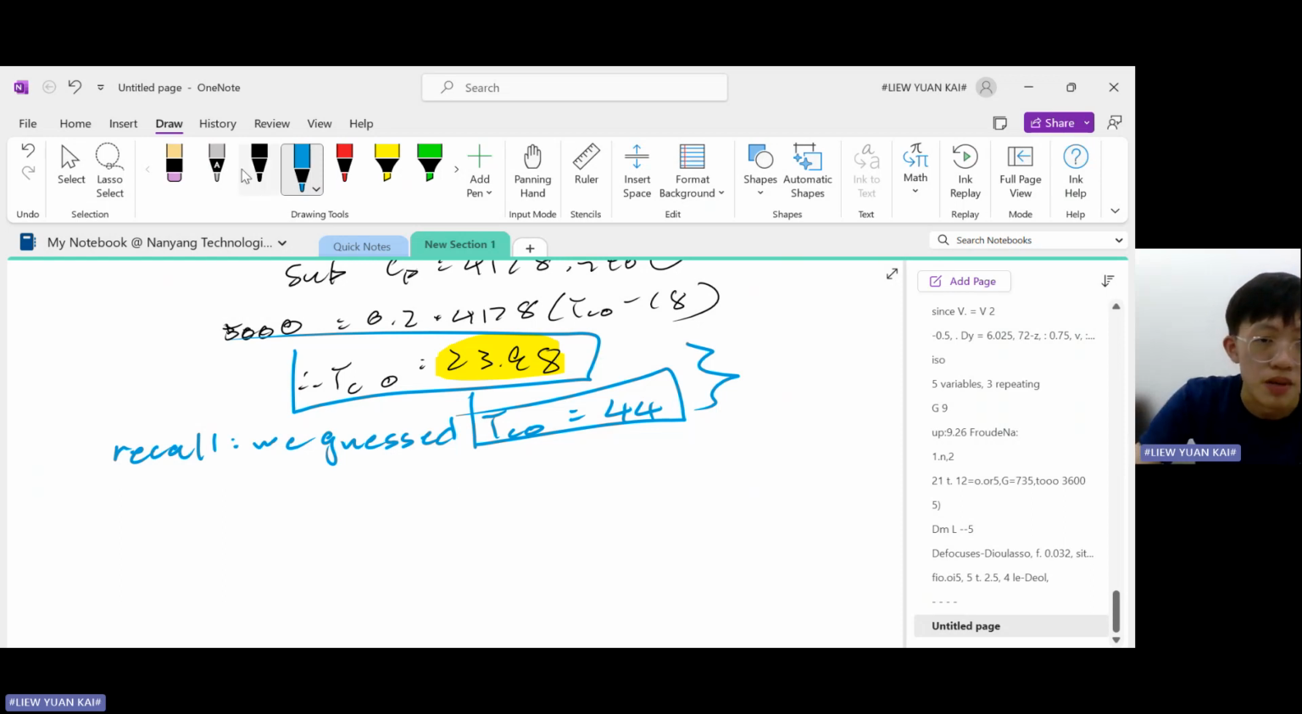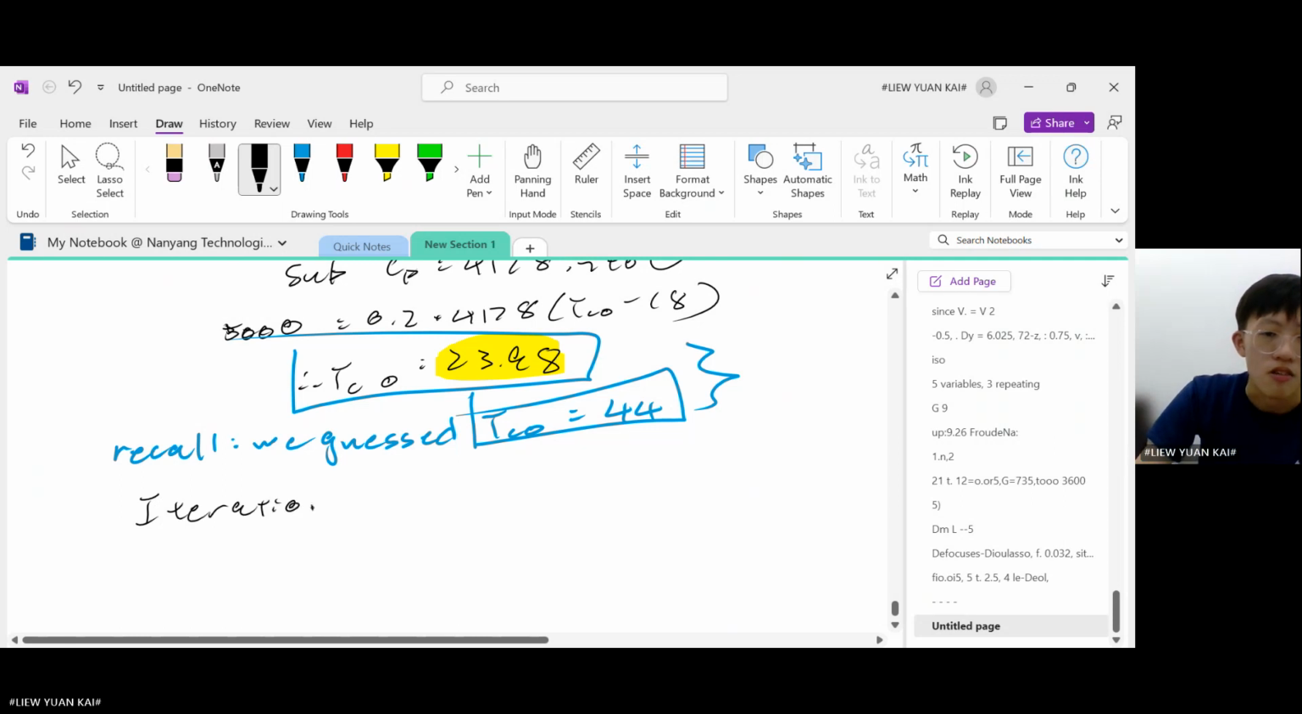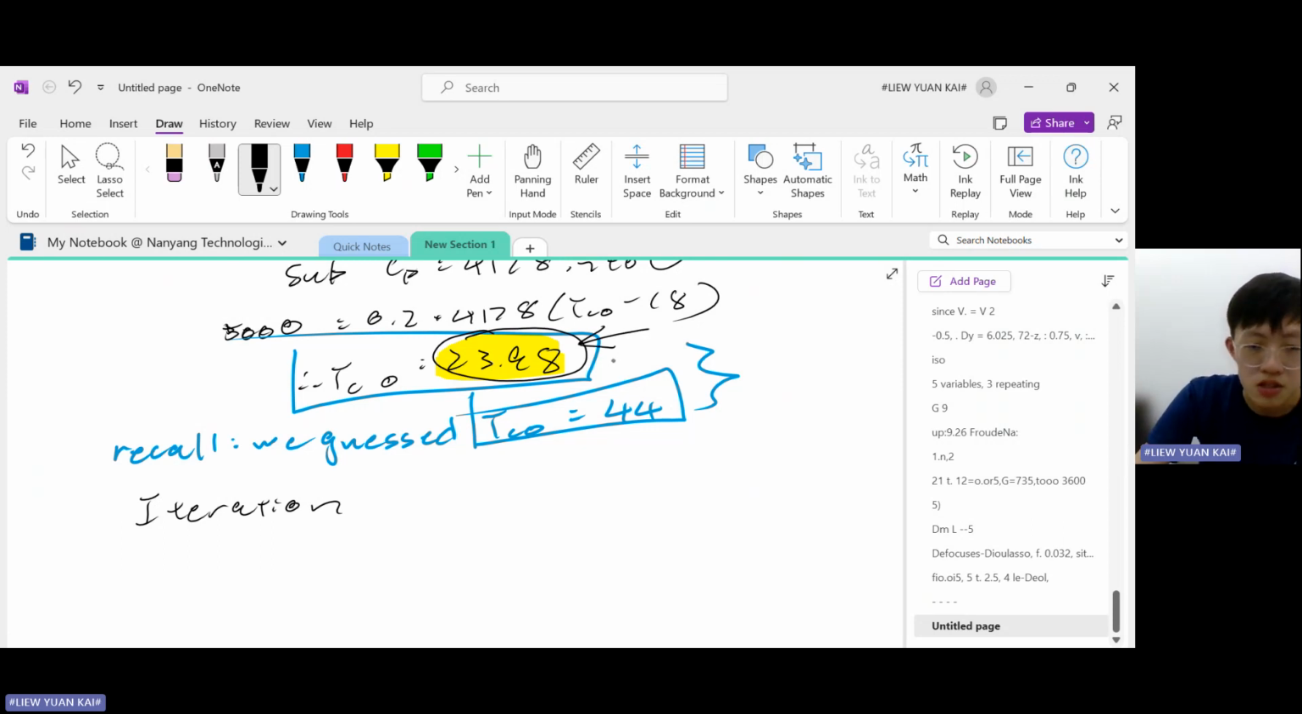So what you must do is you perform iteration. Once you already calculate out 23.98, you use this as your new assumed value of TCO. So at first you assume 44, now you assume it to be 23.98. But 23.98 is quite a nasty number, so let's assume TCO is equal to 24. This is a nicer number.